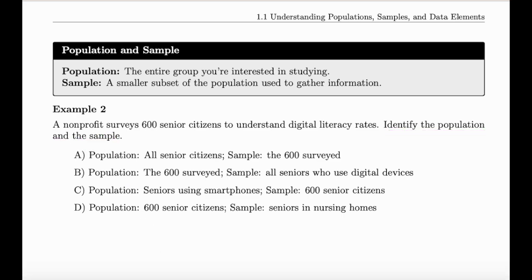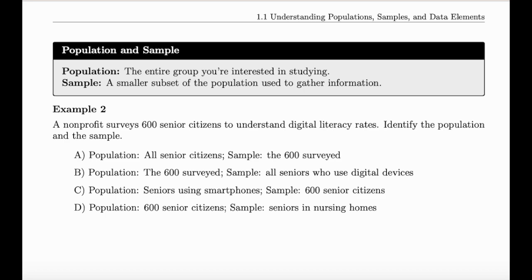Now, in this example, the population is the entire group that we're interested in studying. We want to study all senior citizens. The sample is the subset of the population which we collected the data from. We sampled that population, and that is the 600 senior citizens who were surveyed.